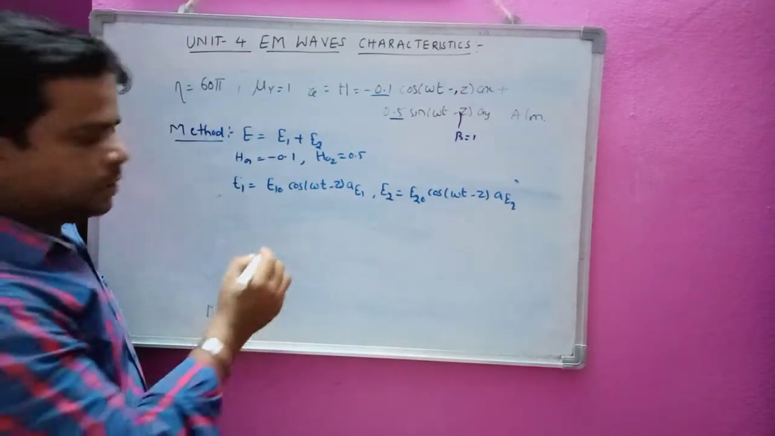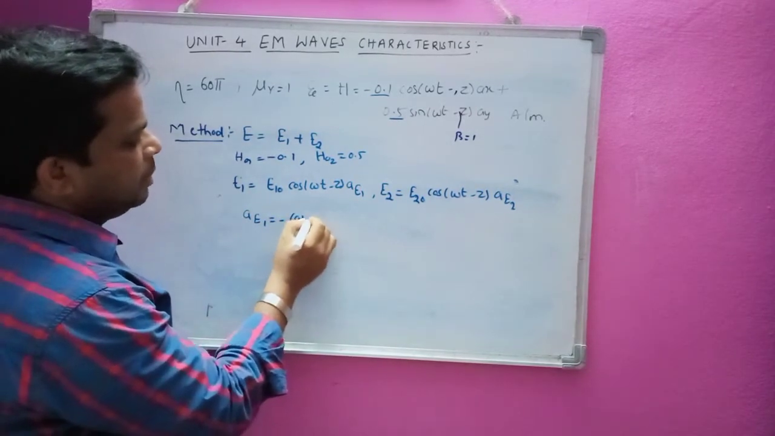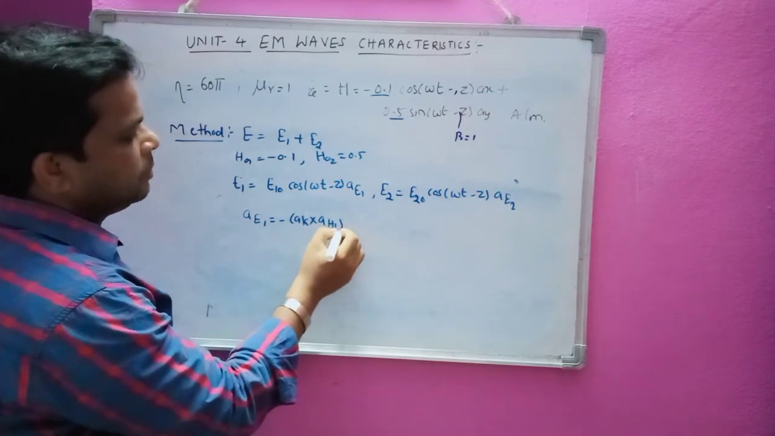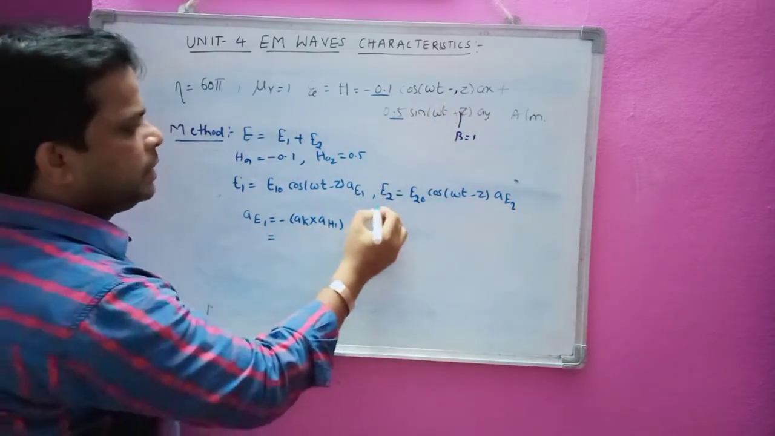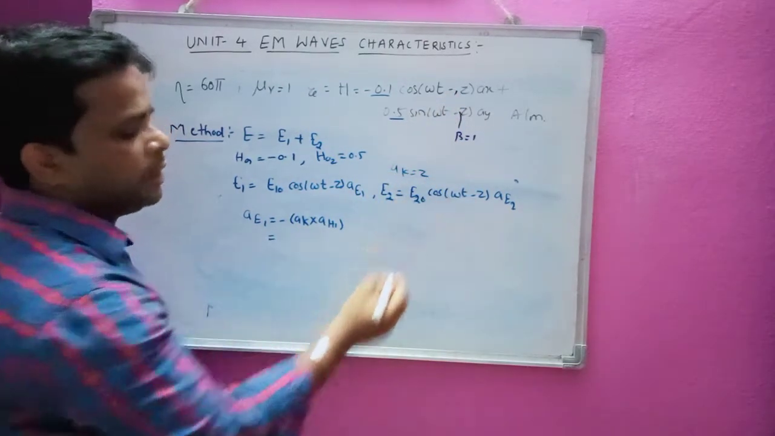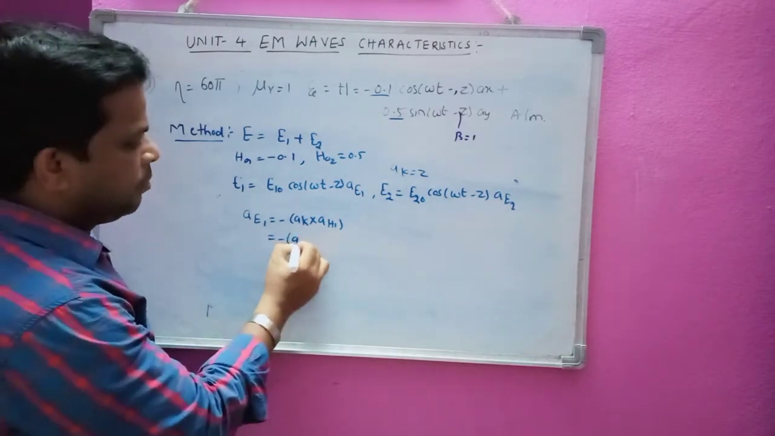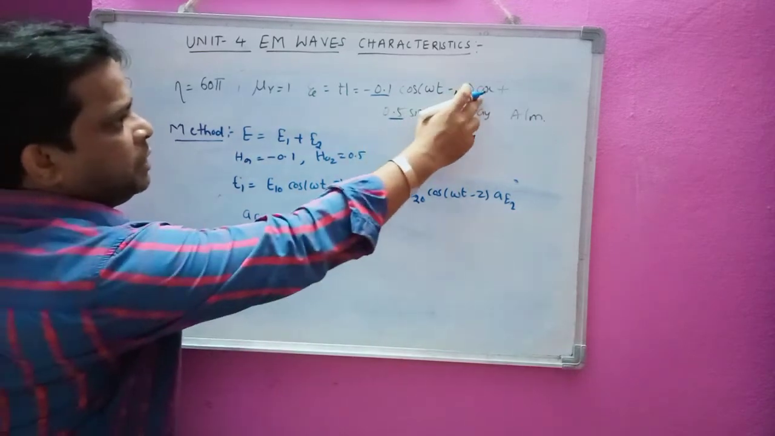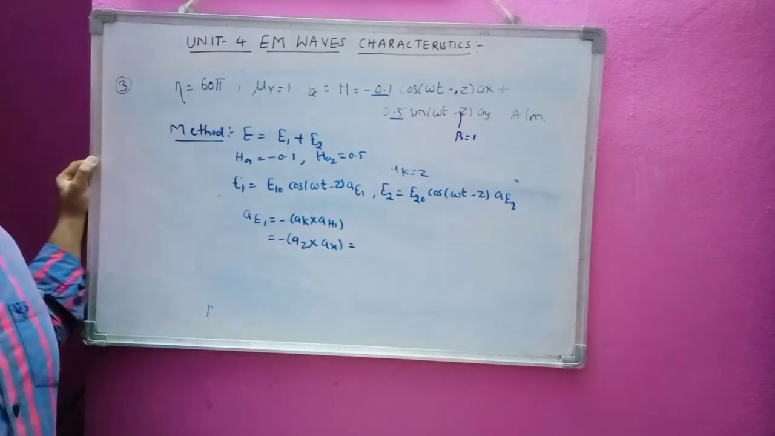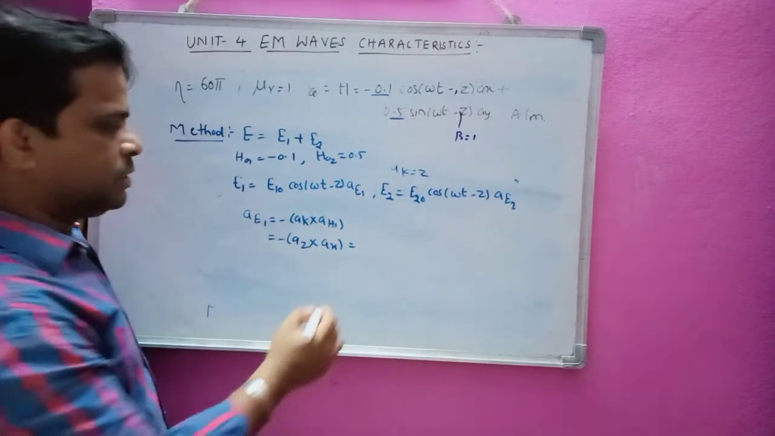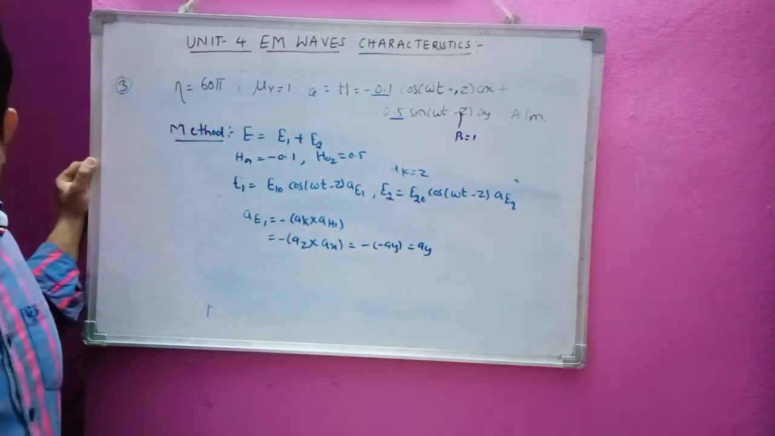aE1 is equal to minus aK cross aH1. Here the direction of aK is the positive Z direction, that is aZ, so it is minus of aZ cross aH1. H1 is in the aX direction. aZ cross aX is aY, so minus of minus aY is plus aY. That is, aE1 is equal to aY.